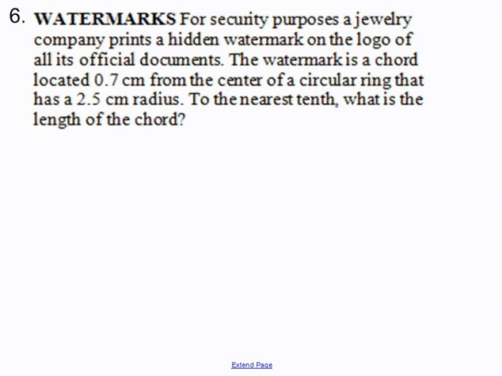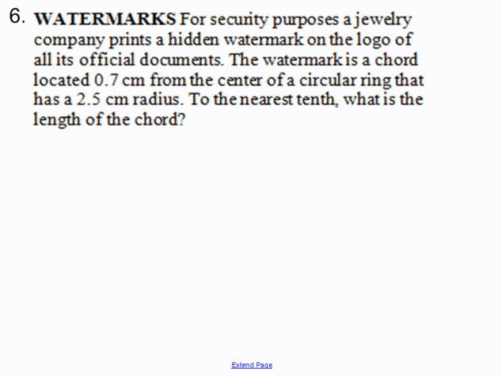All right, watermark. I don't know if you guys have seen a watermark, but even in the money now, you hold up a dollar bill and you can see a watermark in the middle. That's what we're talking about here. This jewelry store has a hidden watermark on their official documents. The watermark is a chord located 0.7 centimeters from the center of a circular ring.